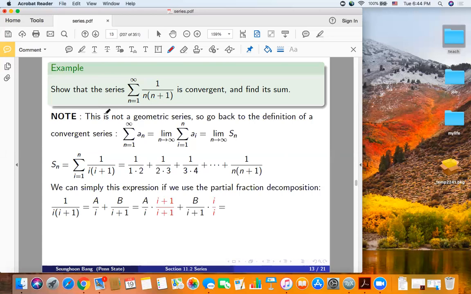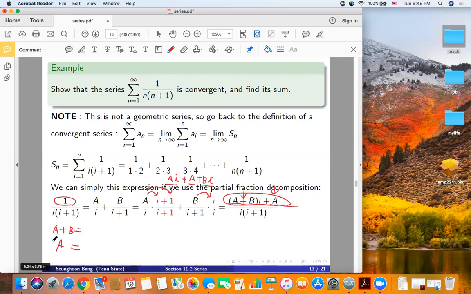Multiply by the common denominator i times i plus 1. For the first one, we need i plus 1: A times i plus 1. The second one is B times i. So simplify: Ai plus A times 1 is just A, plus B times i is Bi. Combine: Ai plus Bi is A plus B times i. A is constant. Next, you have to compare the numerator, A plus B times i plus A, and 1. You can compare what is the coefficient of i and what is the constant part.